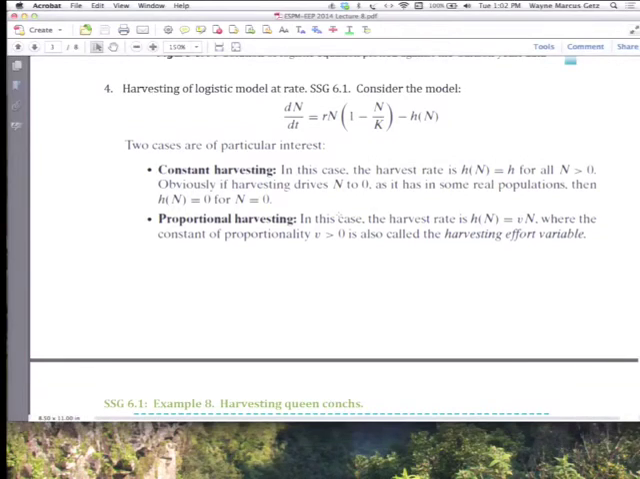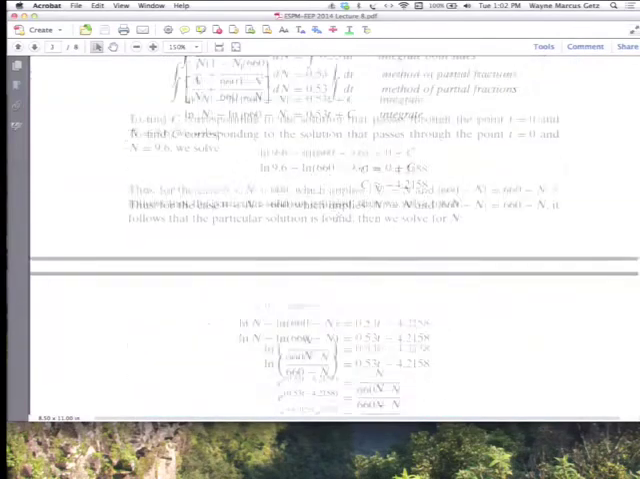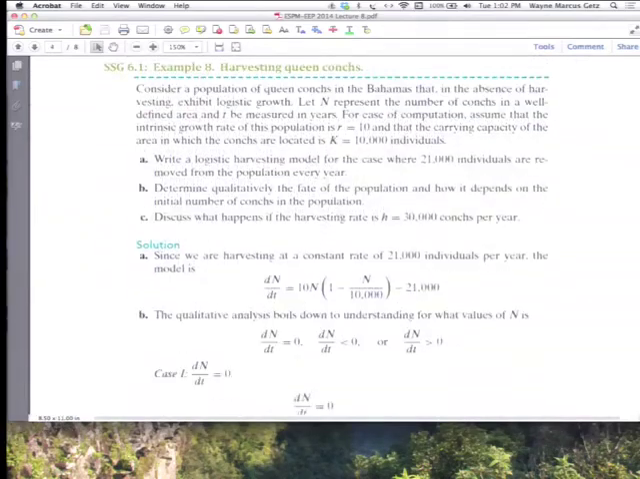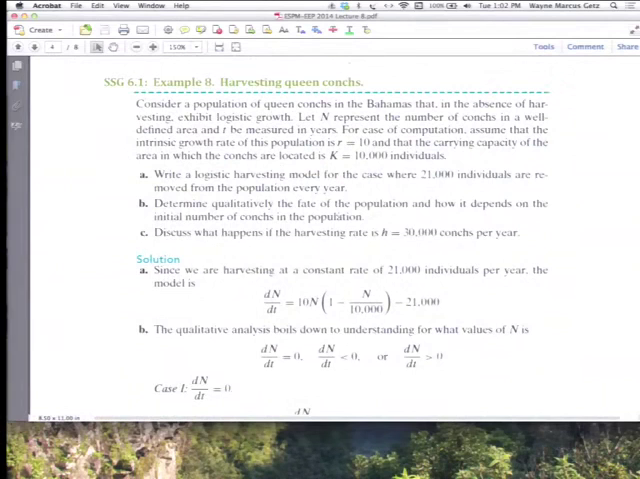Okay. Now if h is a constant, then this says we're constantly removing individuals from the population. So imagine a population is growing out there, and in this case we looked at the logistic growth for Carlson's data. But in harvesting, an example here is harvesting queen conchs. Now conchs are those big snails that come in these big shells, and they're supposedly good to eat.